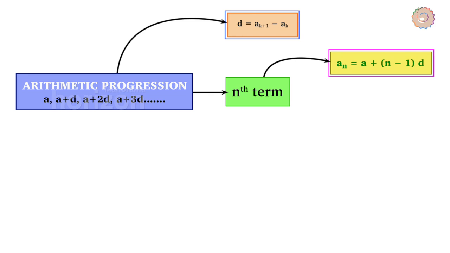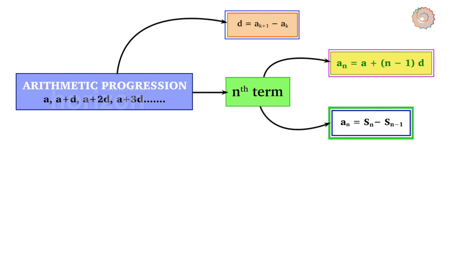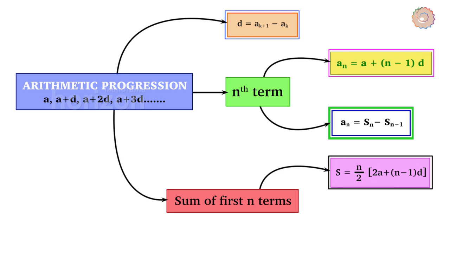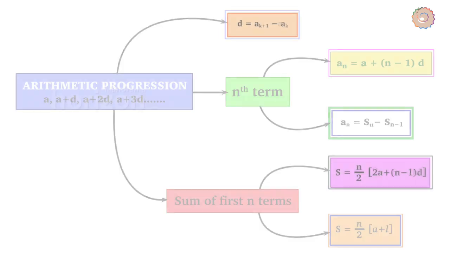Also, we discussed another equation for the nth term of an AP, which is the difference between S_n and S_(n minus 1): a_n is equal to S_n minus S_(n minus 1), where S_n is the sum to first n terms and S_(n minus 1) is the sum to first n minus 1 terms. Then we have seen the equation for the sum of first n terms of the AP in terms of first term and the common difference, that is S_n is equal to n by 2 into (2a plus (n minus 1) into d). Then in terms of first term and the last term, the sum is equal to n by 2 into (a plus l).